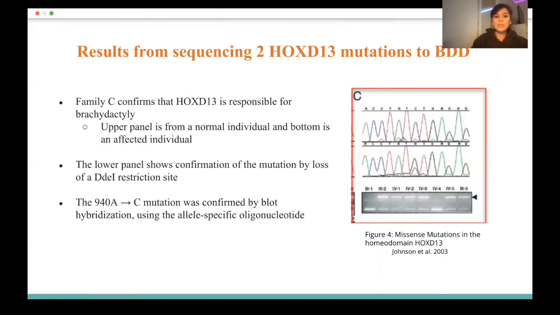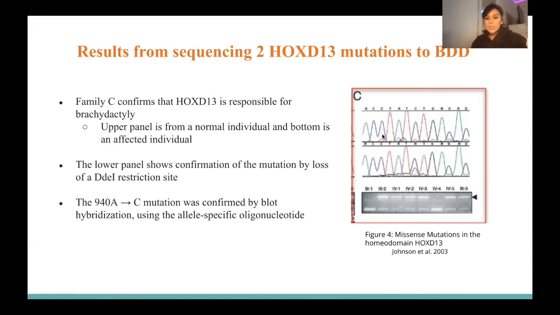So the results from sequencing two HOX13 mutations to Brachydactyly type D are that family C confirms that HOX13 is responsible for brachydactyly. This is because when they sequence the two, we see that the amplification for the normal individual is normal. And then when we see the amplification for the affected individual, we follow the arrow, we see that there's no amplification in the beginning, indicating that there is a loss mutation here. This is a site that indicates that there is no mutation.